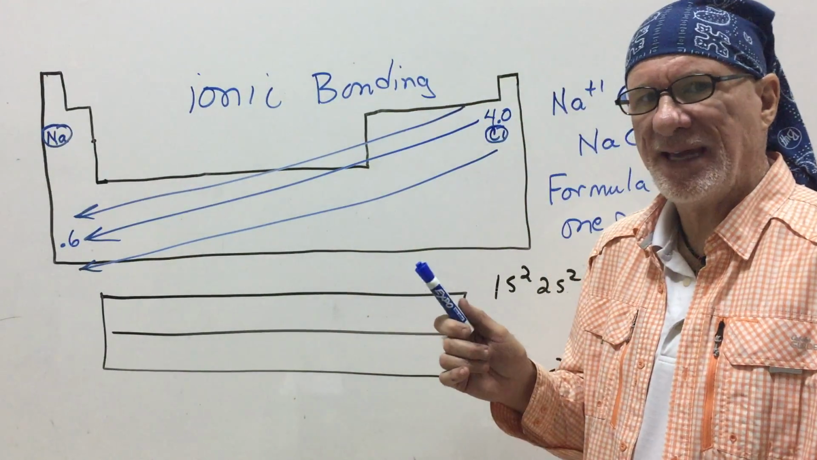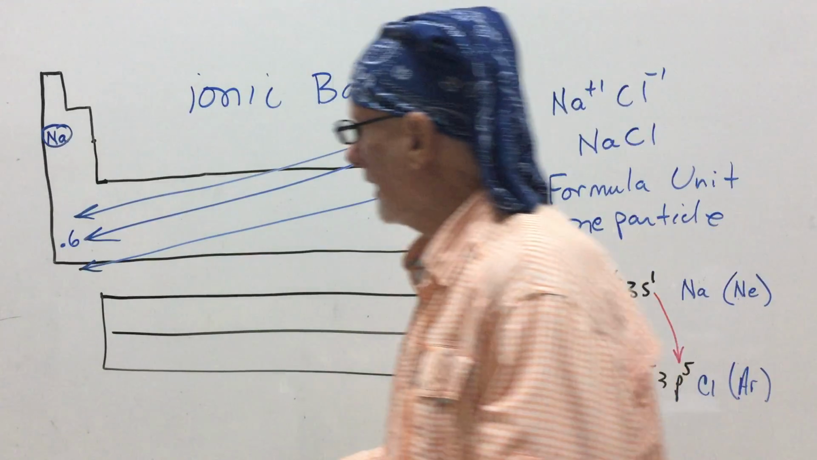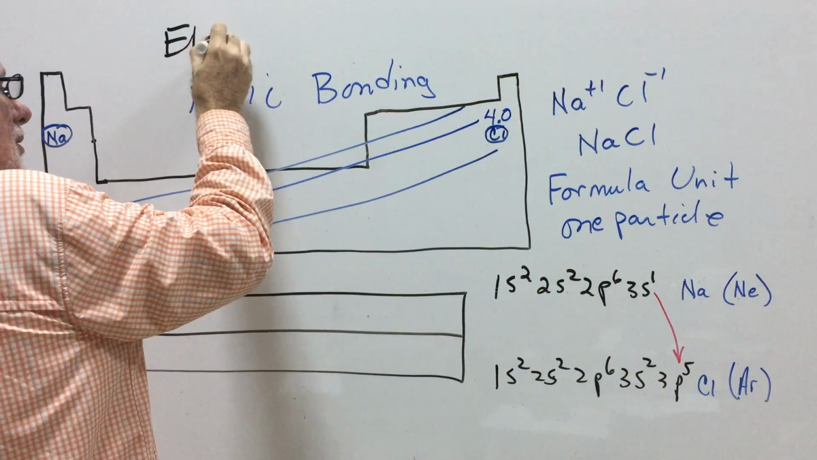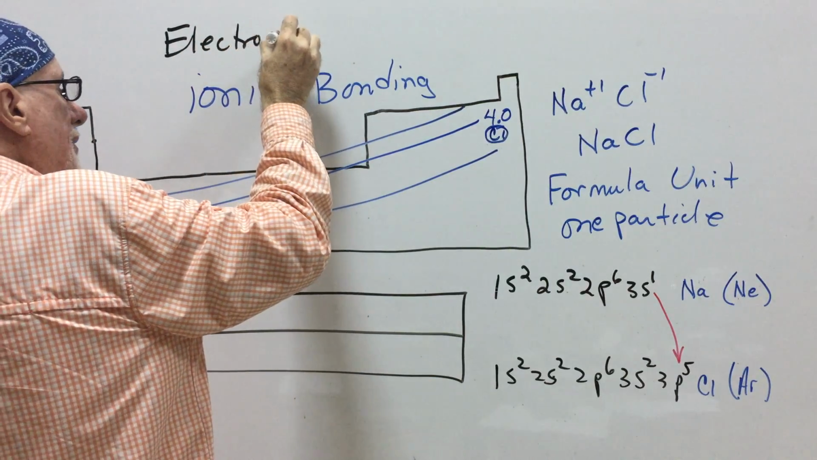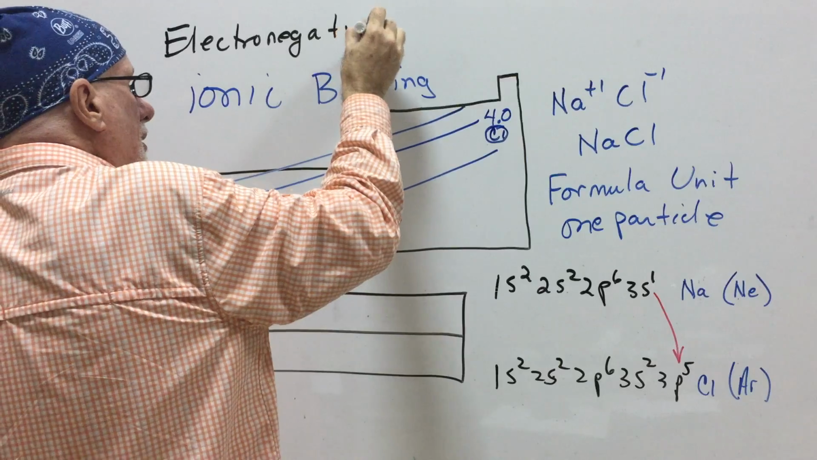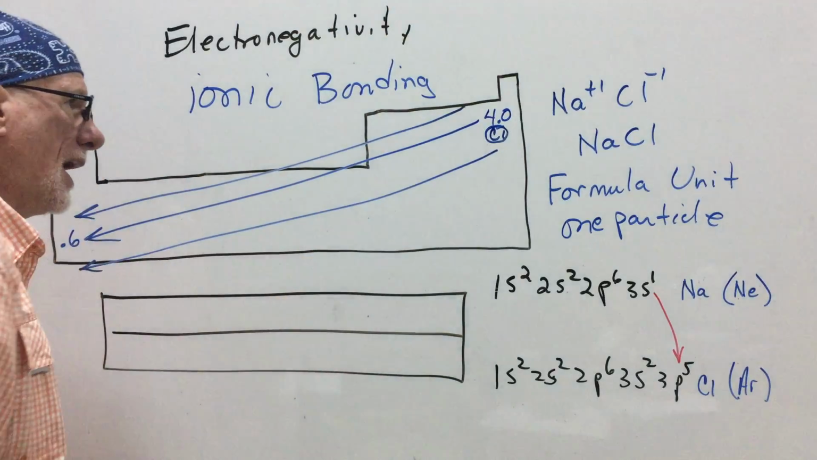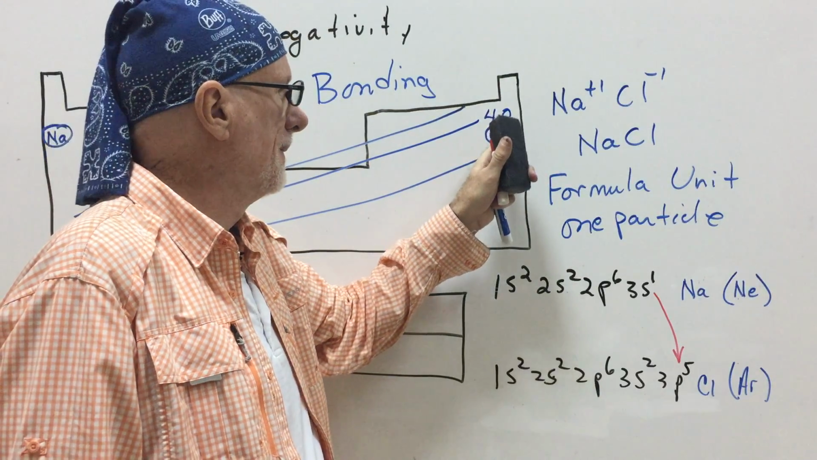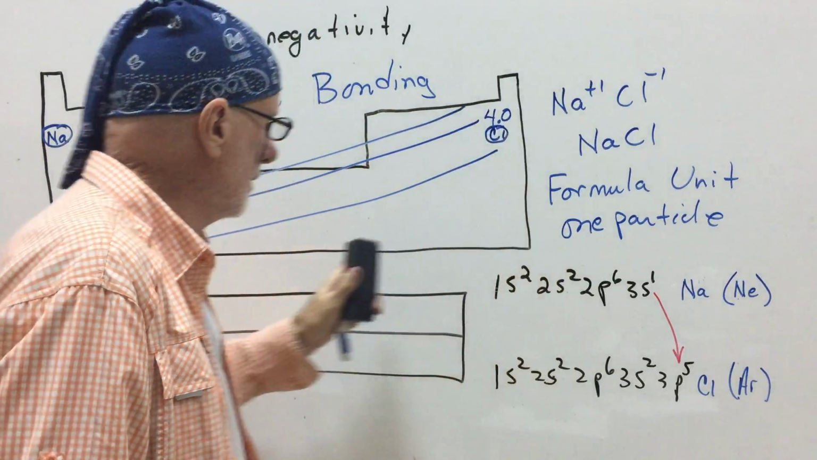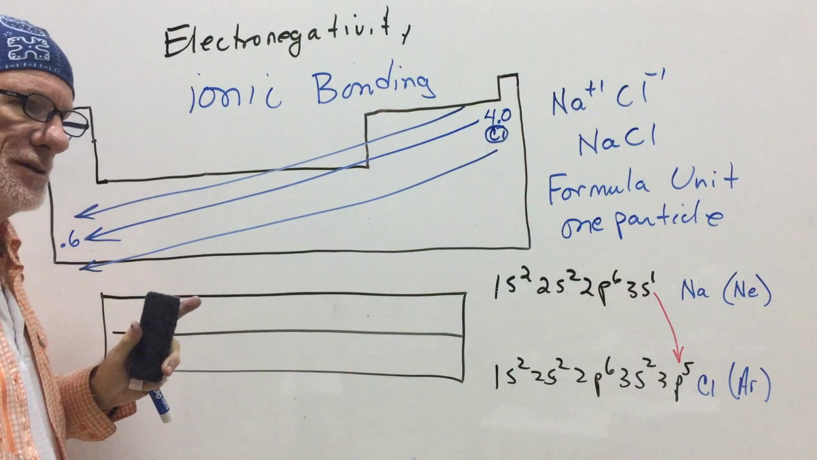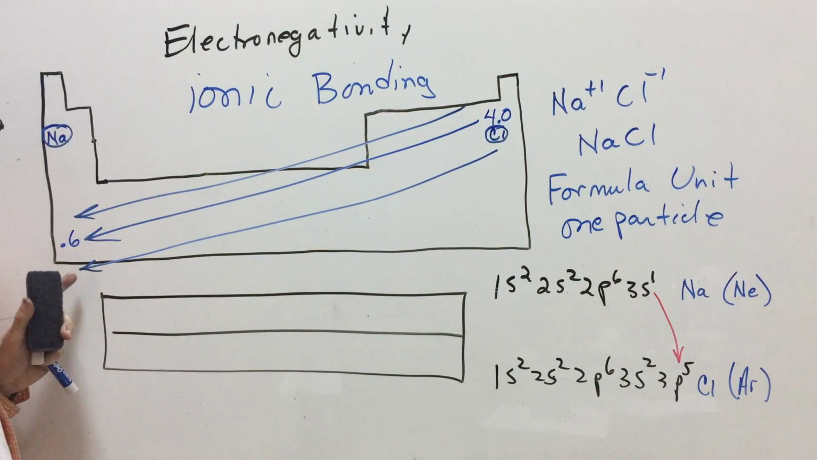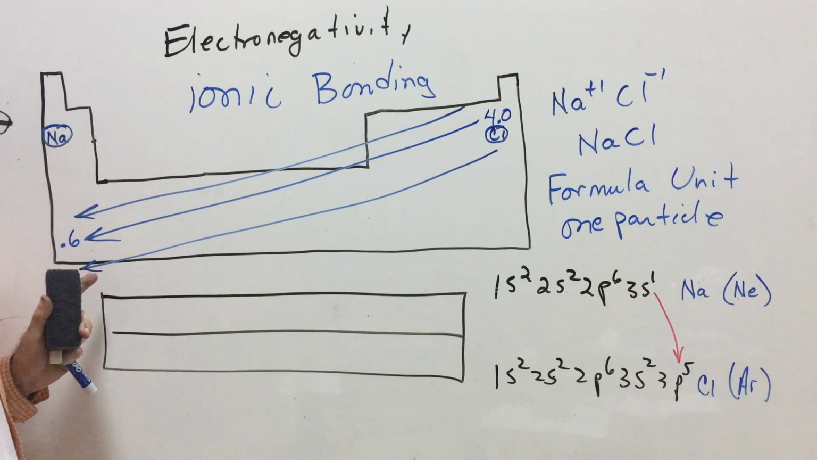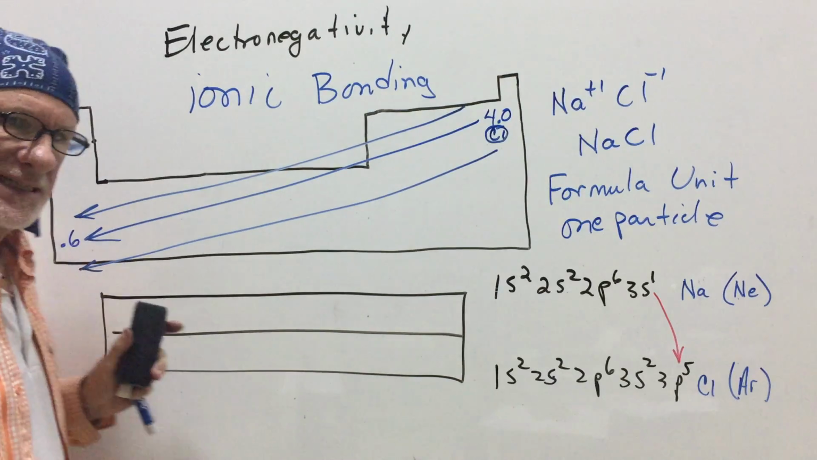It has to do with electronegativity. Okay, let's write that down. Electronegativity. The highest electronegative element is fluorine, just above chlorine, 4.0. The lowest here is francium or cesium, that area, bottom left, and that's about 0.6, 0.7.